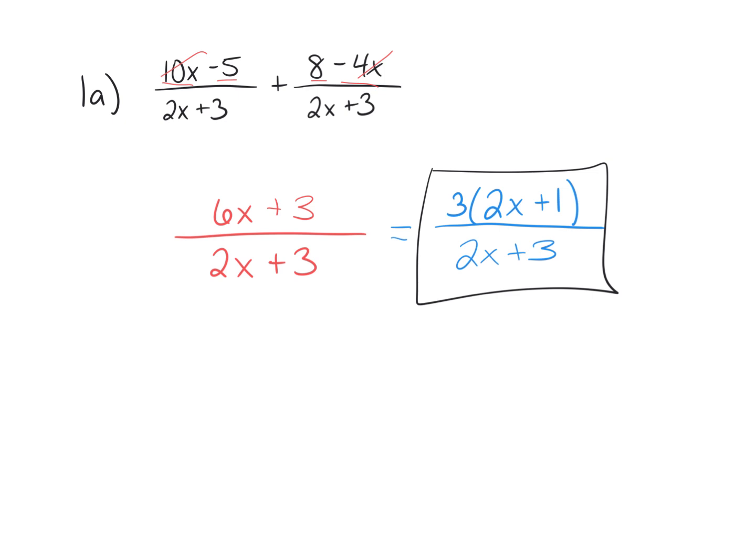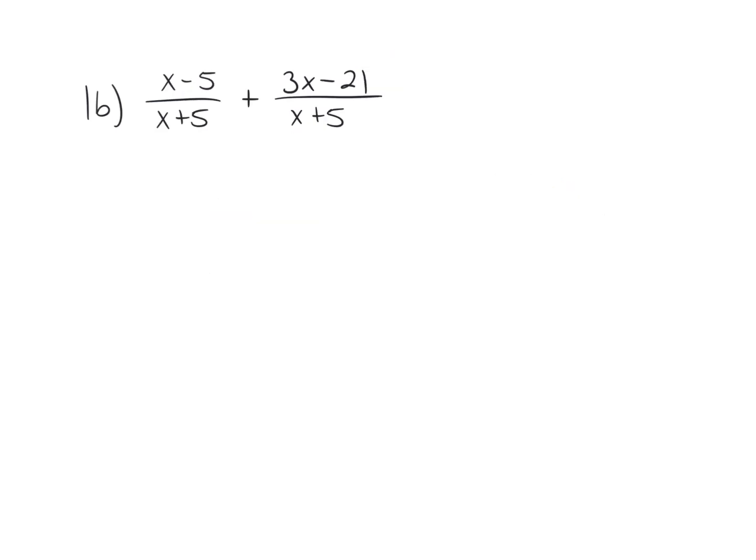Okay. Go ahead and try 1B. First thing you need to look for is what? Right. Always want to check what operation's happening first. What operation's happening? Addition. Then, since it's addition, you check if your denominators are the same. Are they the same? Yes, so we keep that denominator, x plus 5. What do we do on the top? Combine like terms. So we have x plus 3x, 4x, and then we have negative 5 plus negative 21, negative 26.